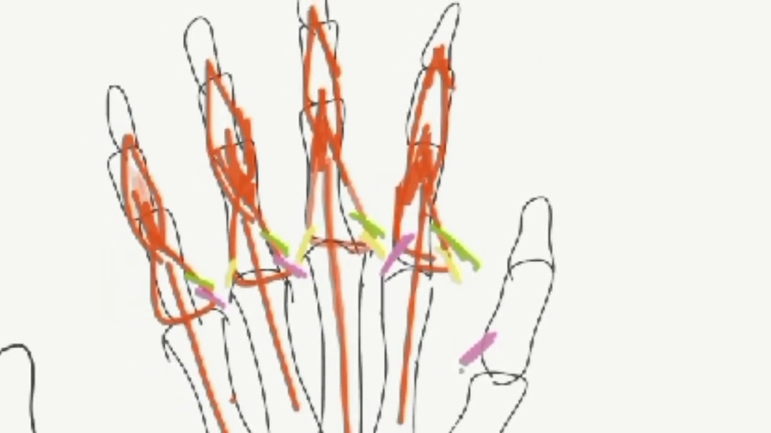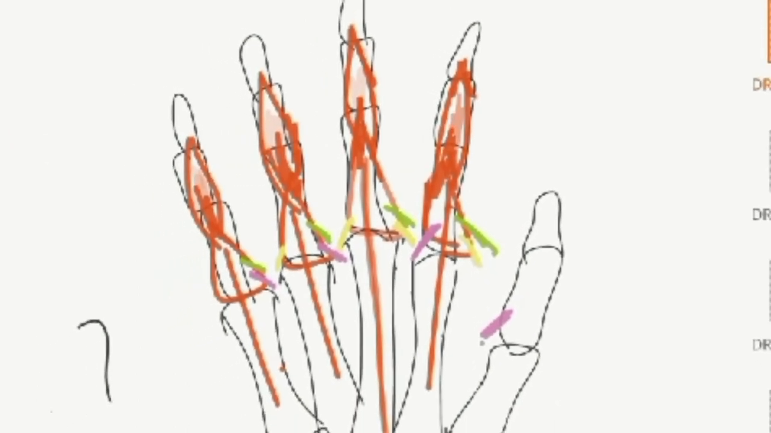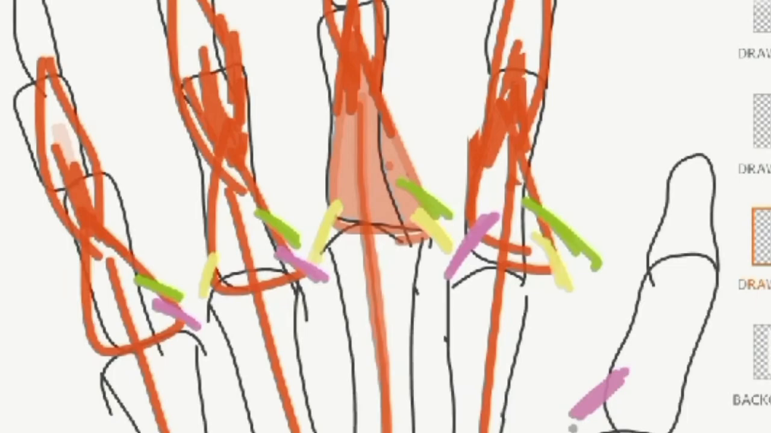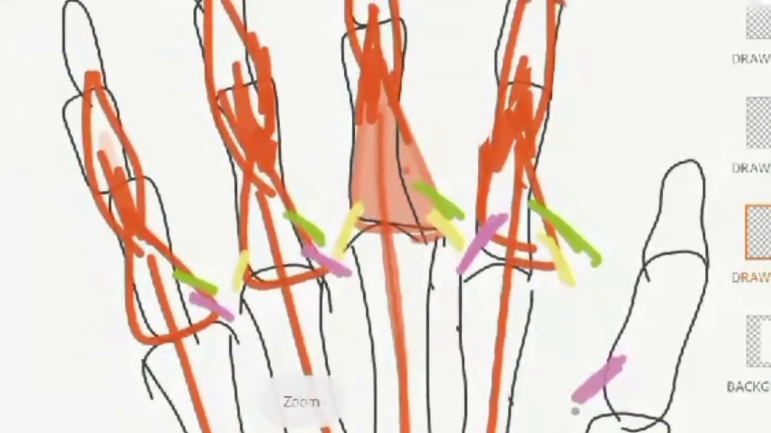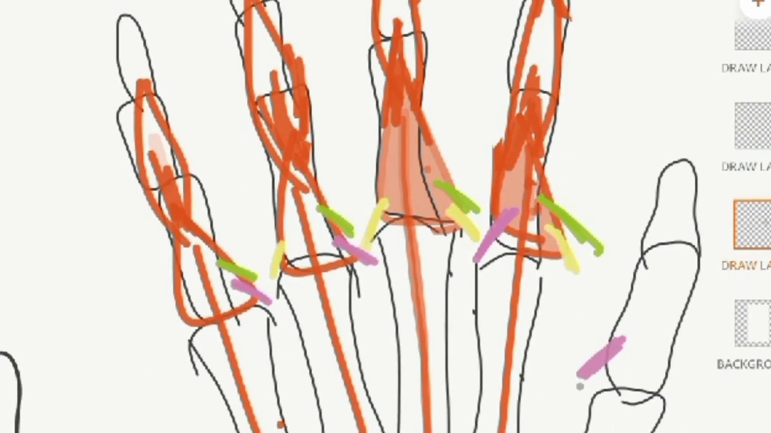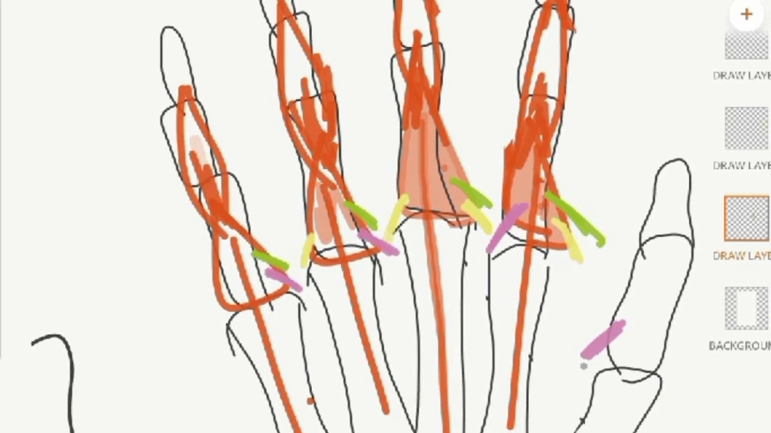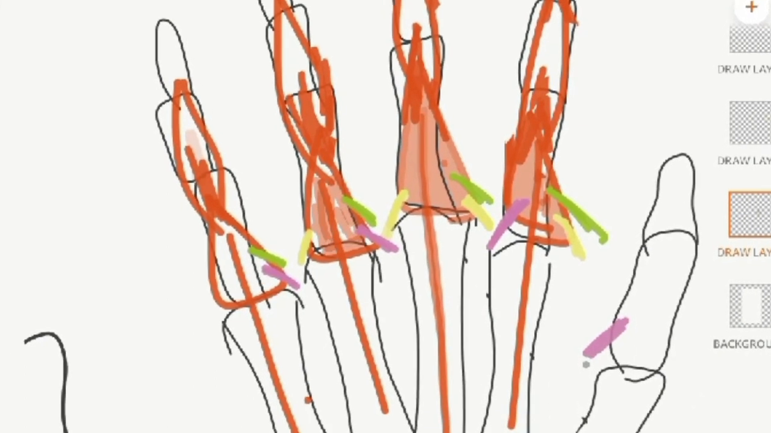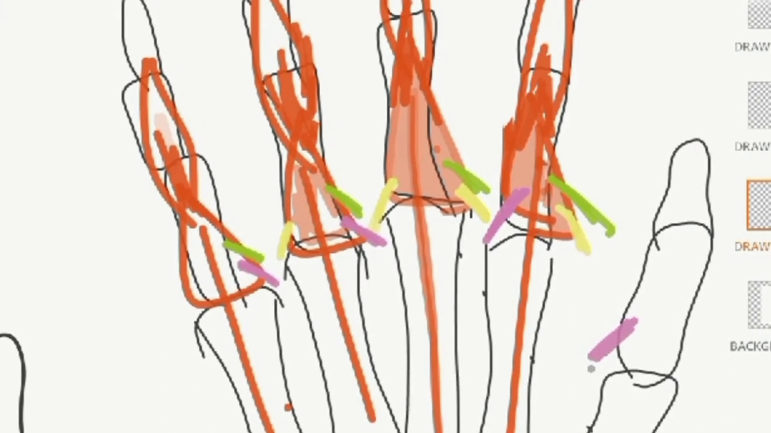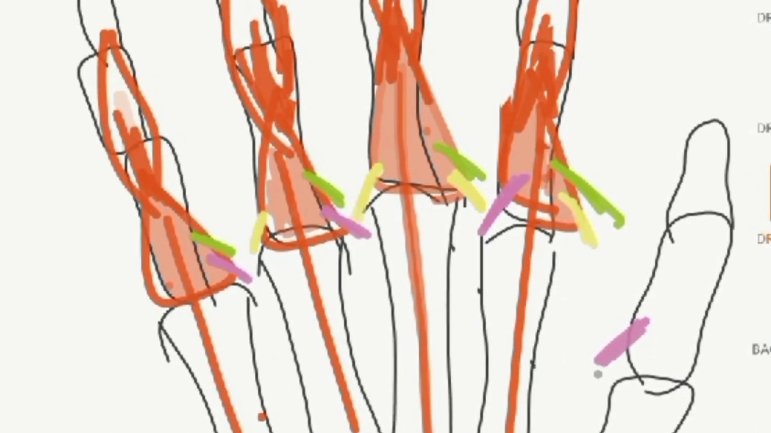The dorsal digital expansion of the index finger on its radial side receives the insertion of the first dorsal interossei and first lumbrical, and the ulnar side receives the insertion of the second palmar interossei muscle. The dorsal digital expansion of the middle finger on the radial side receives the insertion of the second dorsal interossei and second lumbrical, and the ulnar side receives the insertion of the third dorsal interossei.